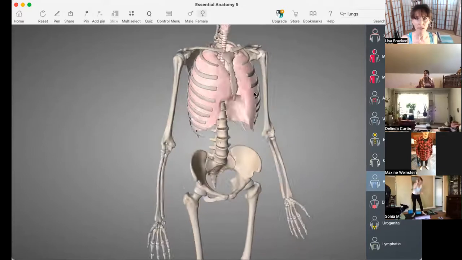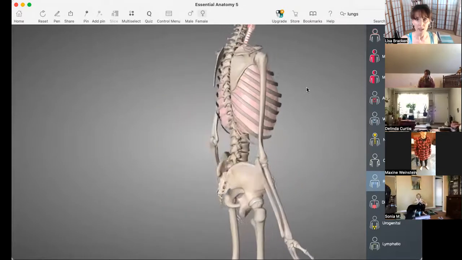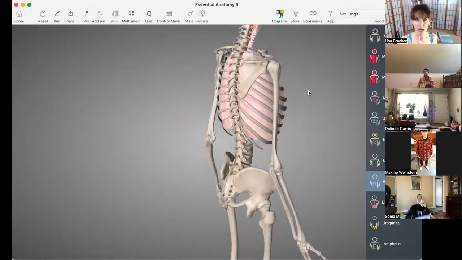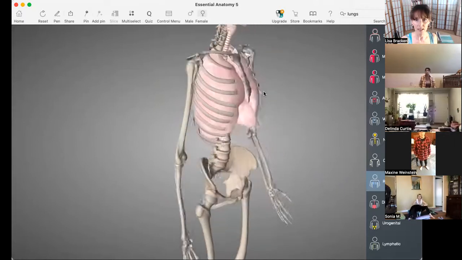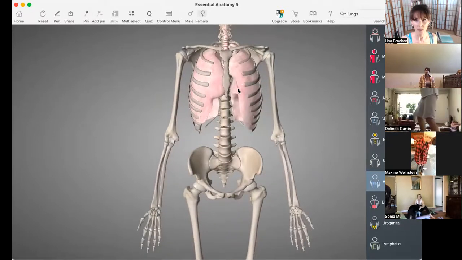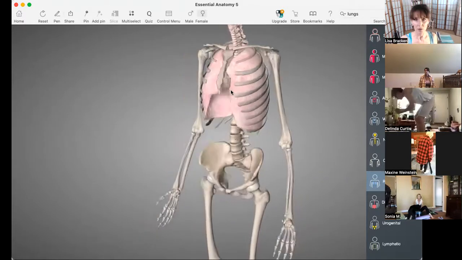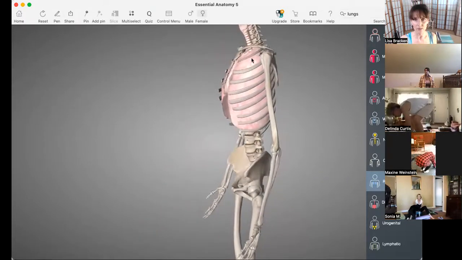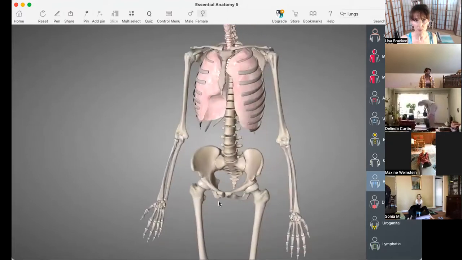Pretty massive, I think. And what's interesting is because of the positioning of our heart in the front, the ventral portion of our body, the majority of our lungs actually takes up the back of our body, the back space, the posterior body. Pretty interesting.